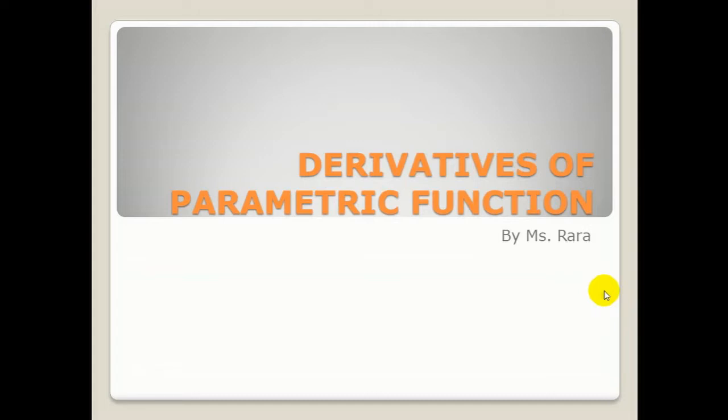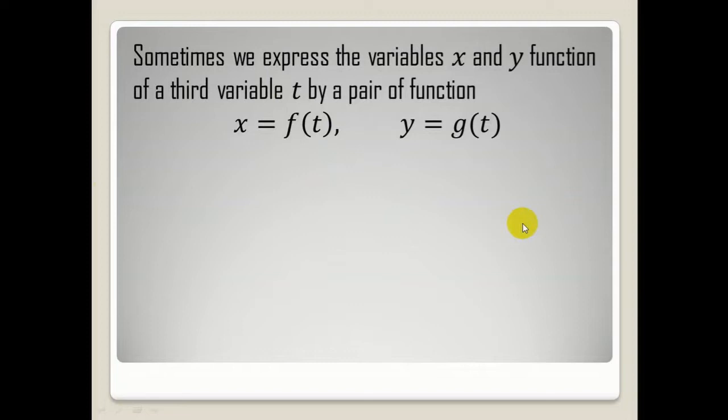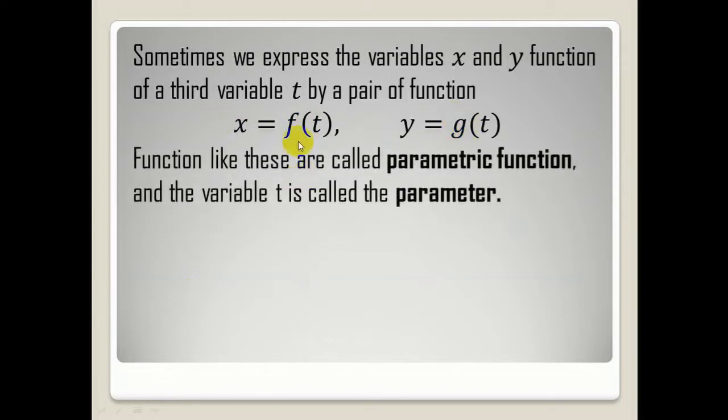Today we will learn about derivatives of parametric functions. Sometimes we express the variables x and y as functions of a third variable t by a pair of functions. Here, x equals f(t) and y equals g(t). Functions like this are called parametric functions and the variable t is called the parameter.